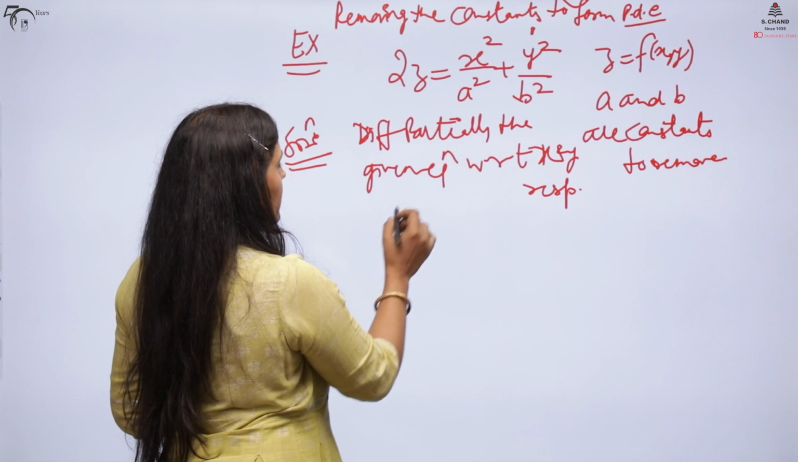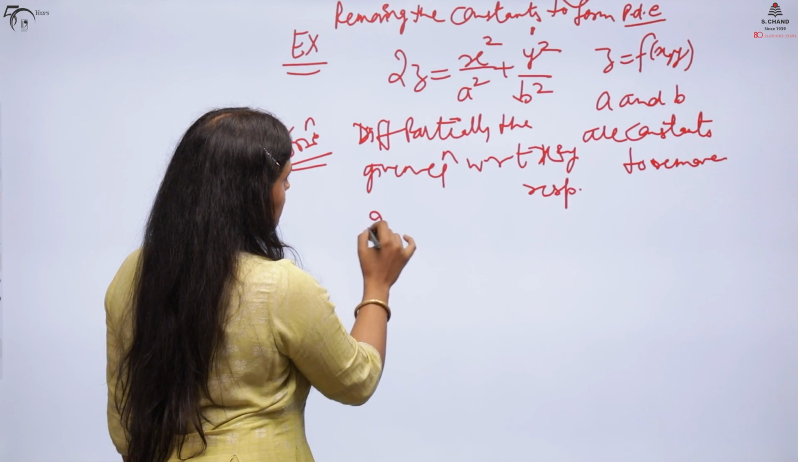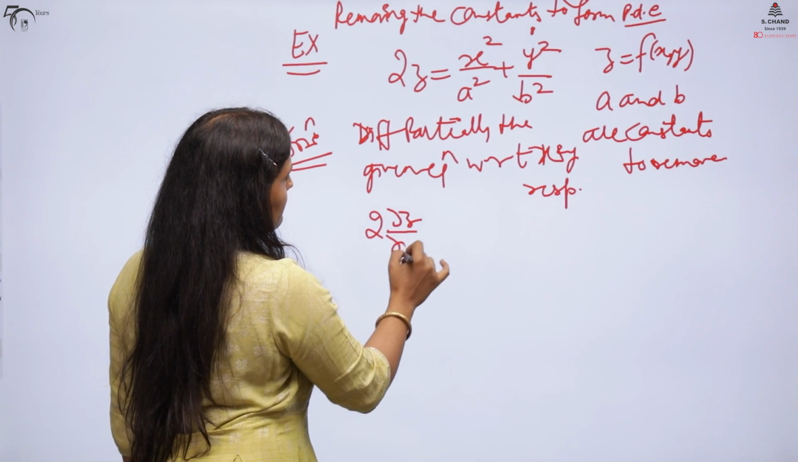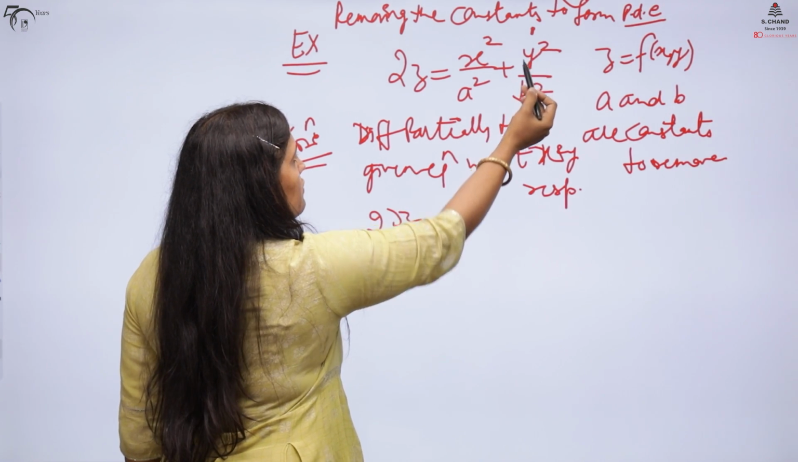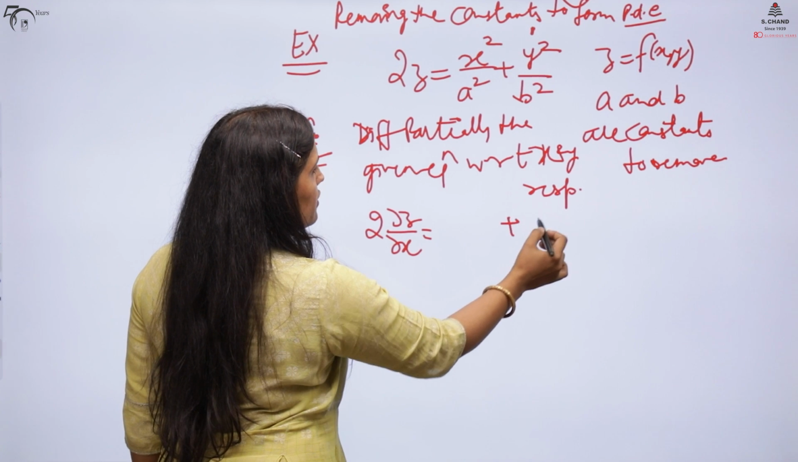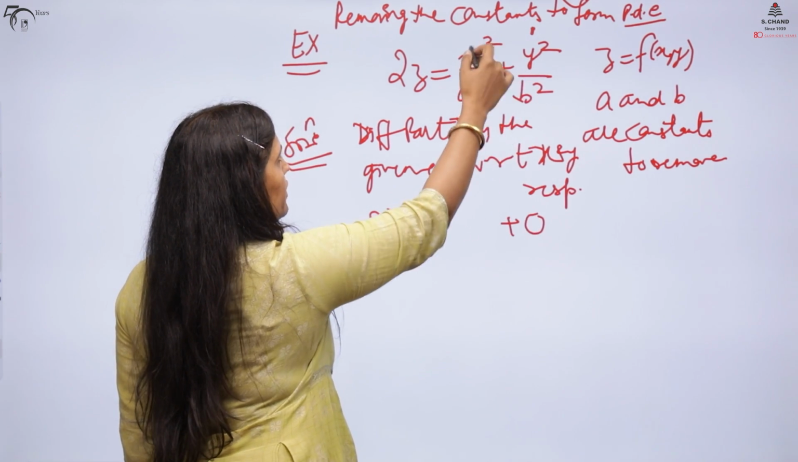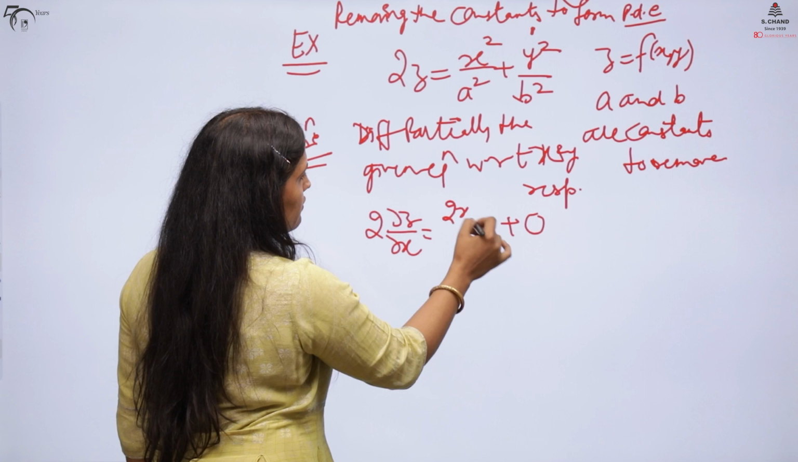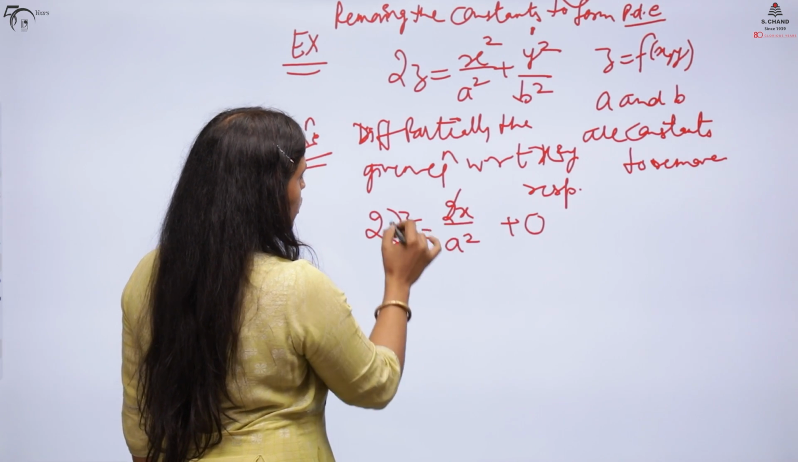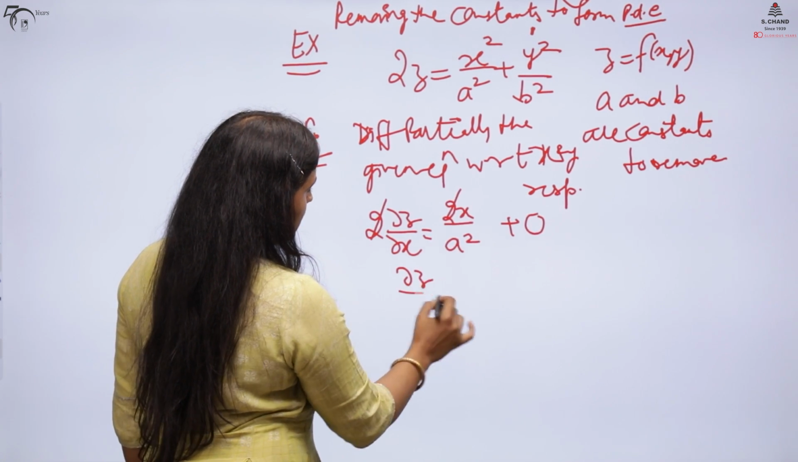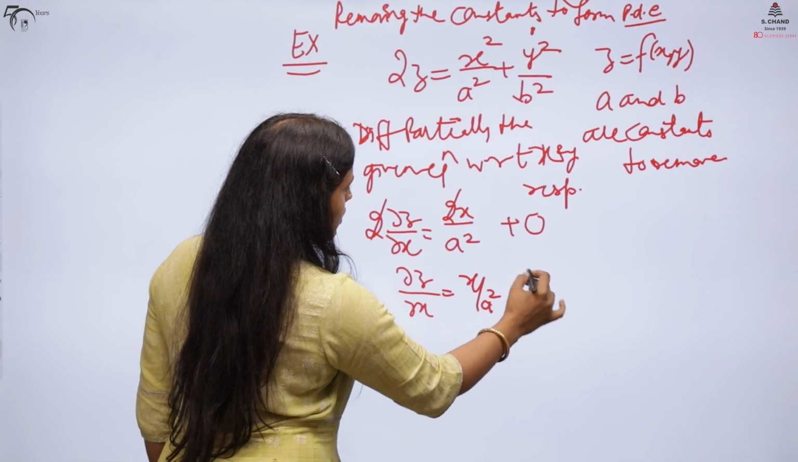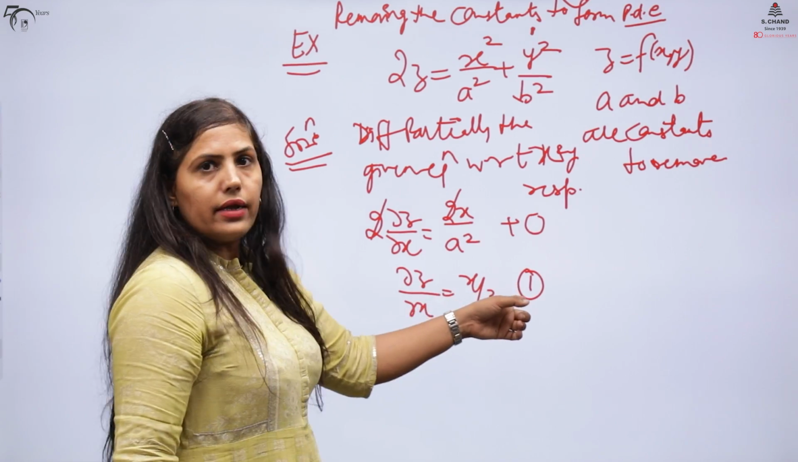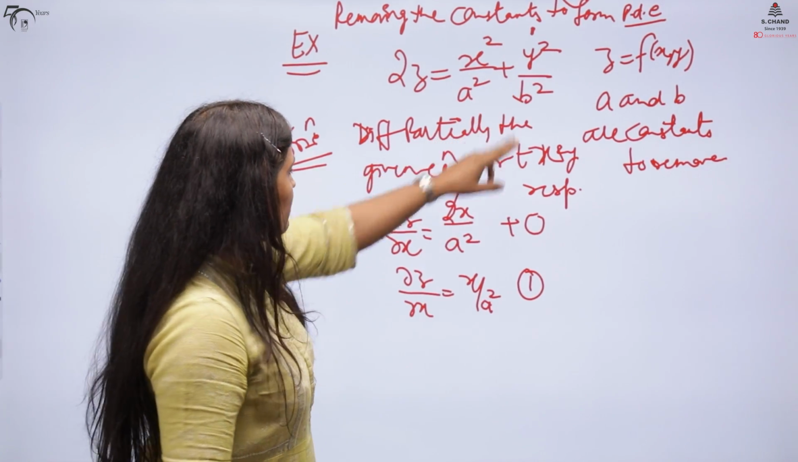So, if I am taking it with respect to x, it means 2 del z by del x, the z derivative with respect to x will be del z by del x. This is constant, it means the derivative will be 0. Now, the derivative of x square is simply 2x, the 2 gets removed. I am just solving only for x first.